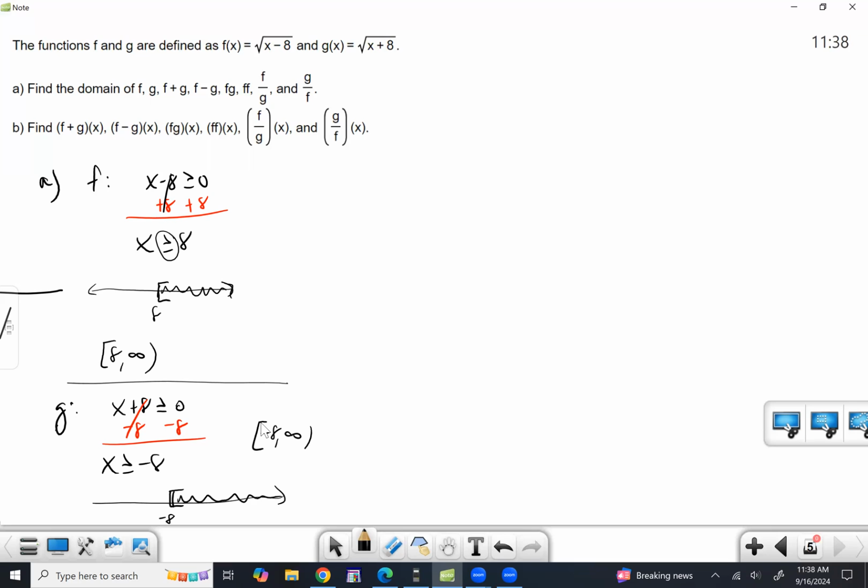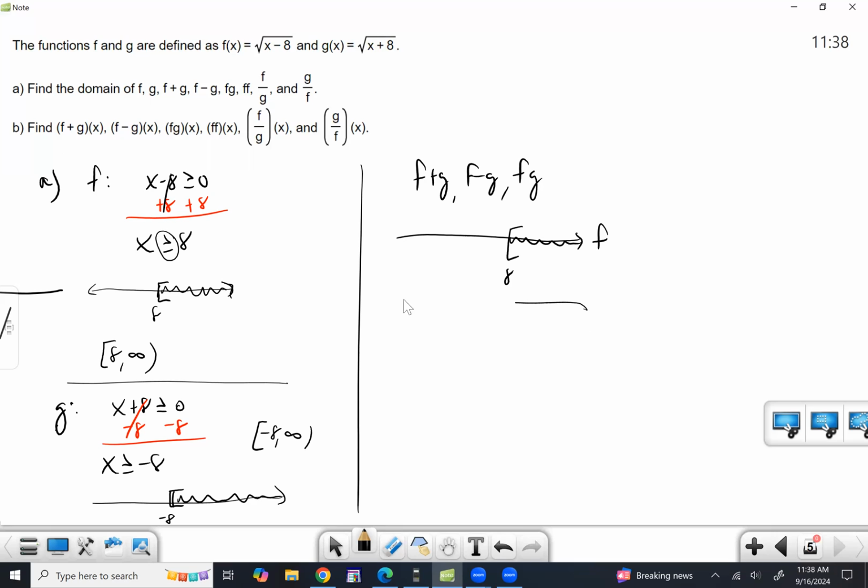So now we're looking to answer f plus g, f minus g, and f times g, all right? And it'll also help us get f divided by g and g divided by f. We have to find the intersection of the two domains we just found. So in other words, here's f, and it's at 8. Here's g, it's at negative 8, which I'll put over here.